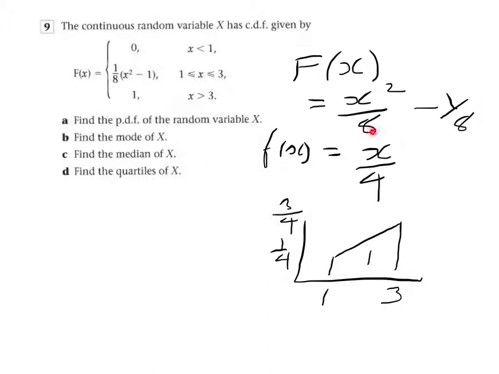So if I differentiate x squared over 8, the 2 comes down here. It goes into the 8 4 times, we're left with x over 4. Obviously if you differentiate a constant, it becomes 0. So the probability density function is x over 4.